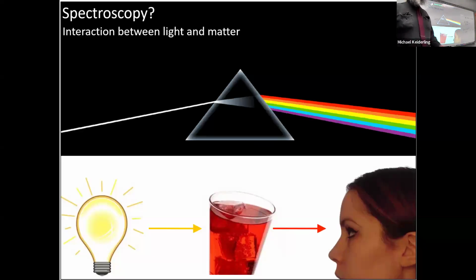Just making sure. So the primary way that most of the analytical methods we're going to use are spectroscopy. They're about the interaction between light and matter. So in some way, you're looking at what light that matter absorbs, what light that matter scatters, those sorts of things.